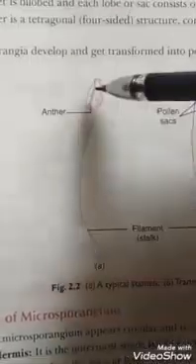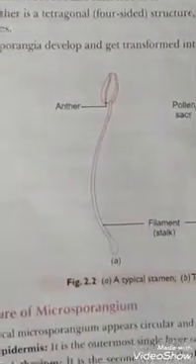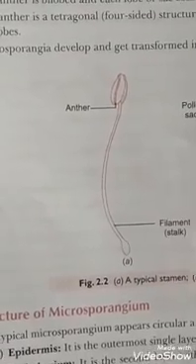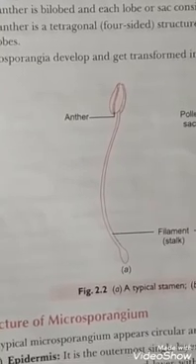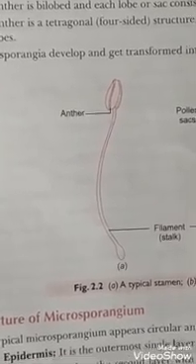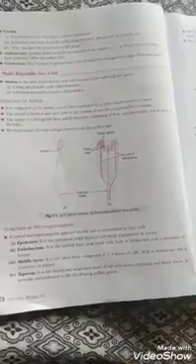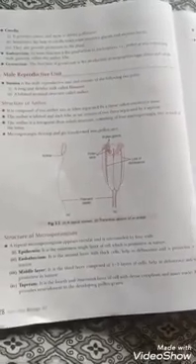In this way, this stamen is microsporophyll. Microsporophyll contains microsporangia, and inside the microsporangia, microspores are formed. To understand the process of microsporogenesis, we first observe the structure of anther.